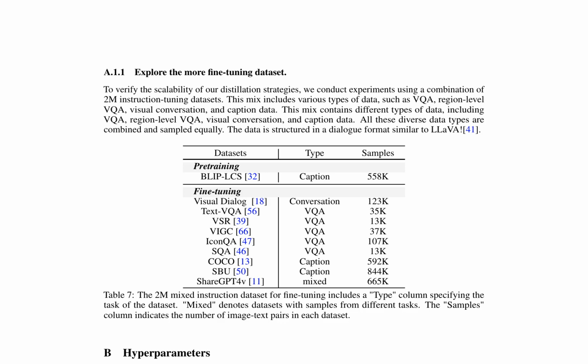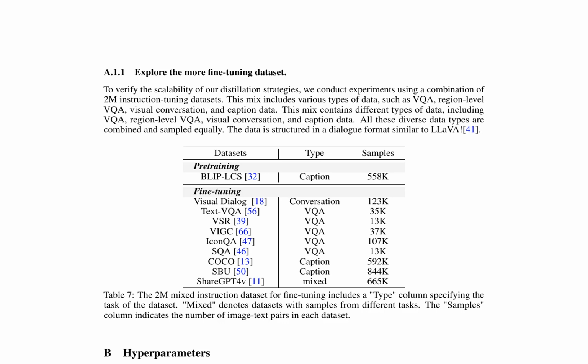Here is a combined summary of pages 15 and 16 of the research paper. The authors explore the scalability of their distillation strategies by conducting experiments on a combined dataset of 2 million instruction tuning samples, comprising various types of data such as VQA, region-level VQA, visual conversation, and caption data. This diverse dataset is structured in a dialogue format similar to LLAVA, with each type of data sampled equally.